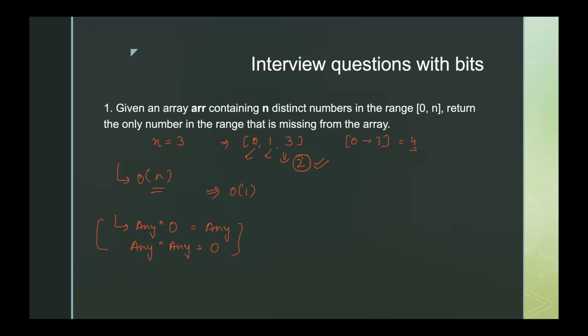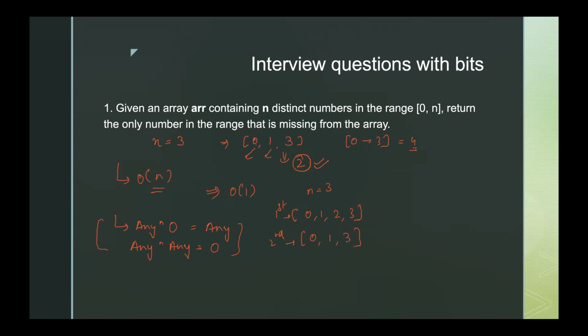Now we have two sets. For the first set, we know that all the numbers should be in the range 0 to n, where in this case n is equal to 3. So the first set will have 0, 1, 2, 3. And the second one is the array itself, which we have been provided in the question. So this will have 1, 0, and 3. You can see that the element which is missing is not present in the second set.